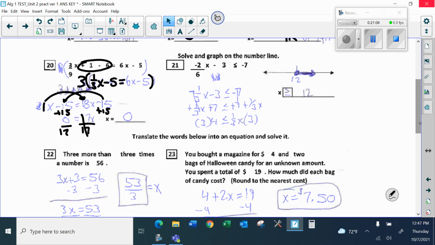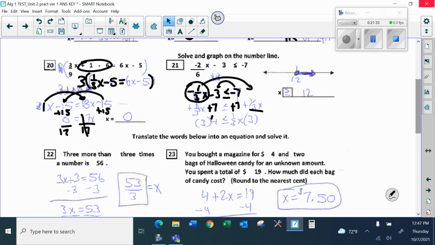21. Solve and graph and then number line. So again, I could go ahead and simplify this. Negative 1/3 x minus 3 less than or equal to negative 7. I see right here my coefficient is negative, so I'm going to move it across. That's why I see positive 1/3 x over there, which means my constant is going to the left. So I'm adding the 7 across. That's why I see the plus 7 right there.